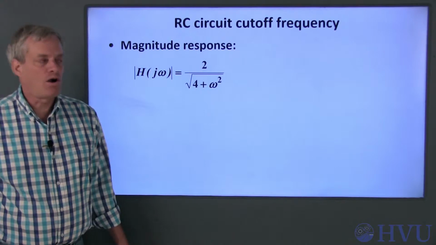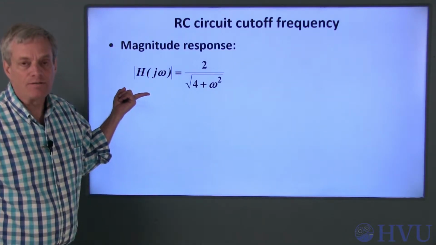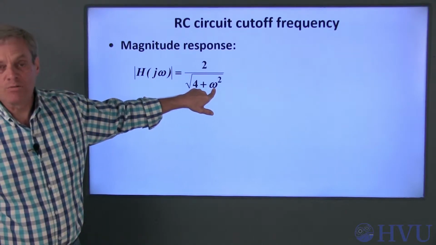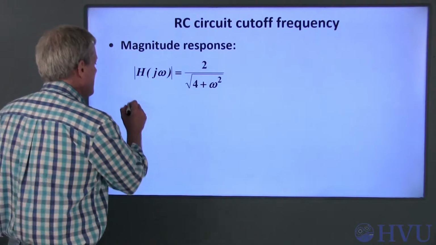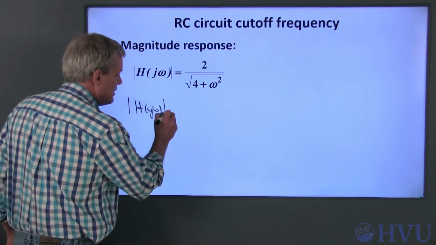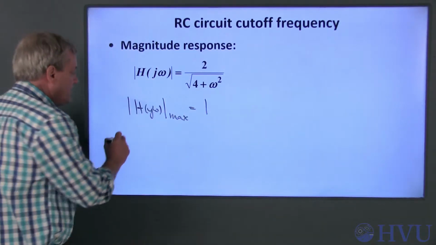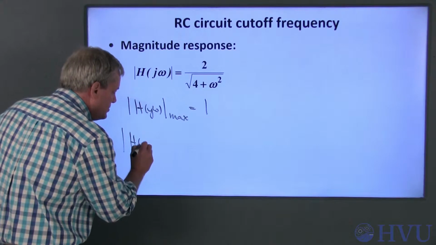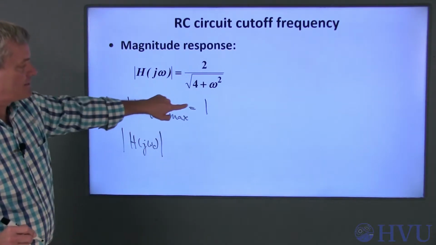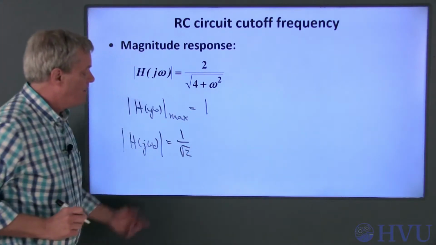For our previous RC circuit example, we determined that this was the magnitude response of the circuit. The maximum value of this magnitude response was when omega was equal to 0, and that response was 1. So the magnitude of H of j omega maximum is equal to 1. The magnitude response of H of j omega at the corner frequency, omega sub c, is going to be this times 1 over root 2, which is just 1 over the square root of 2.